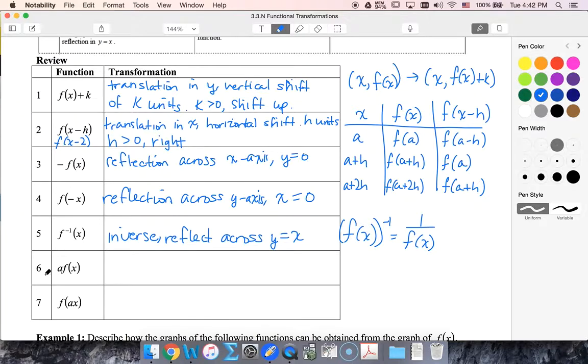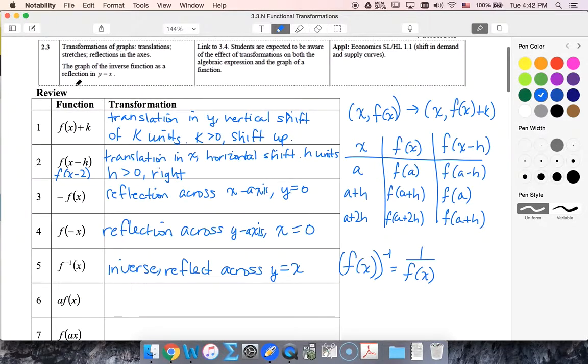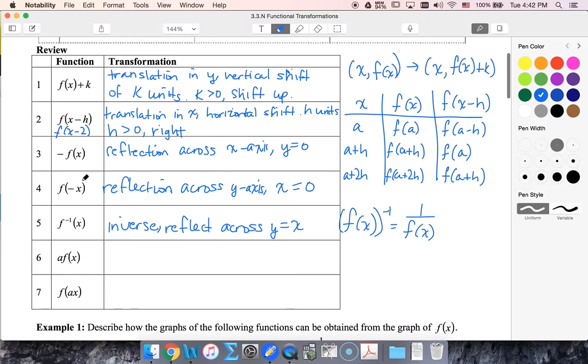If I have a constant on the outside, I'm multiplying my y values by a. This is going to be a vertical stretch. So here's our word stretch. We also saw the word dilation last year. So this is a vertical stretch of a.